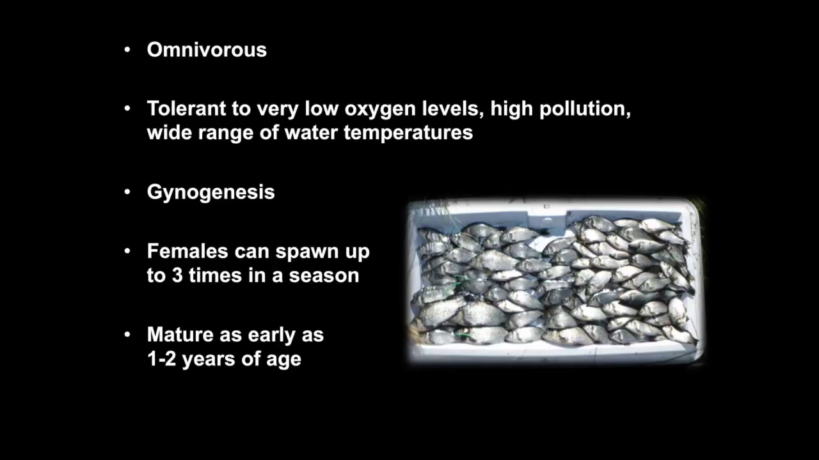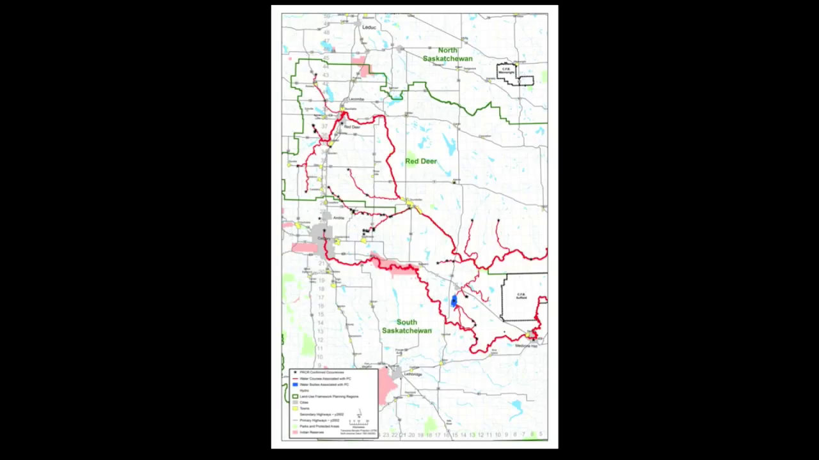And females can spawn 3 times in a season. That's a lot. They mature as early as 1 to 2 years of age. So there's some of our fishery bios down near Red Deer where these guys are prevalent, have caught these fish, taken them out, left them in the sun for 24 hours, came back the next day and threw it in, and it swam away. So they're hardy buggers. They're beasts.